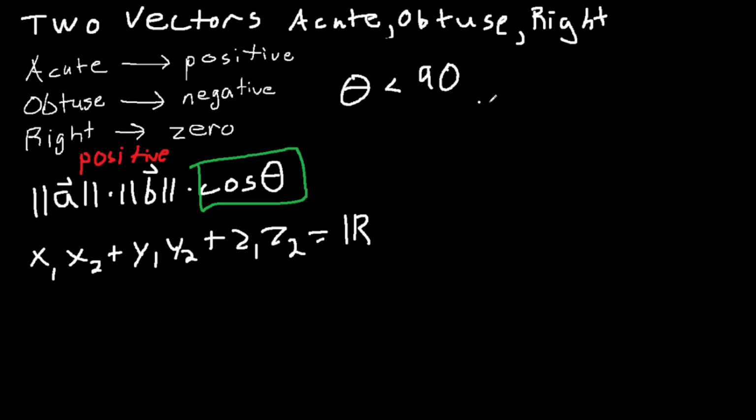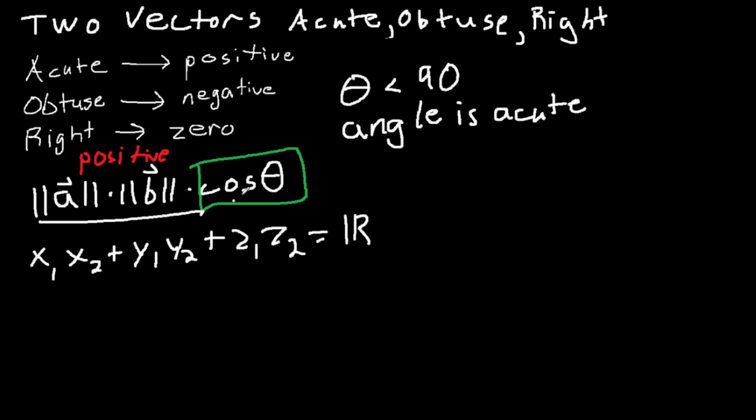But when theta is less than 90, which means that the angle is acute, the dot product will be positive. And the reason why is because cosine will be positive. So if these two have to be positive and cosine is also positive when the angle is less than 90, that means the angle is acute, and your dot product will turn out to be a positive real number.